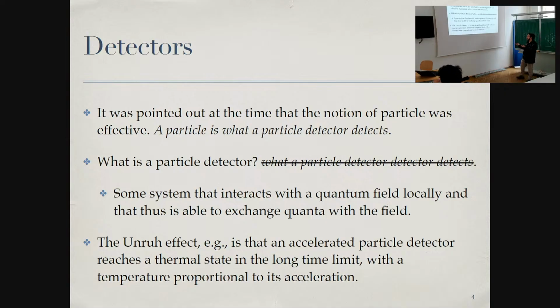It is some system that interacts with the quantum field locally and that thus is able to exchange quanta with the field. The Unruh effect in this context can be thought of as an accelerated detector will reach a thermal state after interacting with Minkowski's vacuum for long enough time.